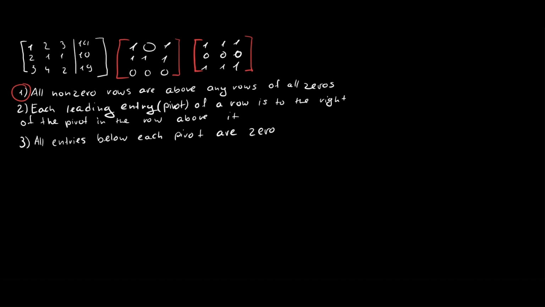Now let's take a look at the second rule, which is each leading entry, or we call it pivot, of a row is to the right of the pivot in the row above it. Let's talk about what a pivot is. A pivot is the first non-zero number of a row, right? In this case, when we take a look at this matrix, a pivot would be 1. In row 2, it would be 2.